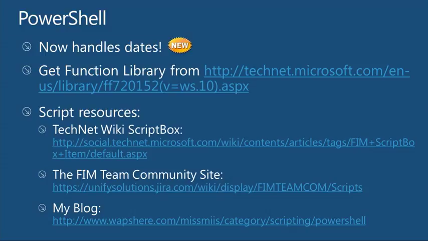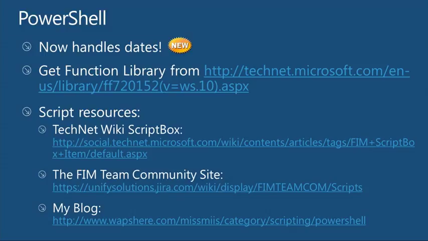The PowerShell snap-in for FIM R2 now handles dates, which was so annoying before, when you couldn't write a date attribute. Now, if you're on R1 and you've got the portal, you can install the R2 PowerShell snap-in on a workstation and use it from there, and it will insert the dates quite happily. The fault was actually in the PowerShell snap-in, not in the FIM servers.